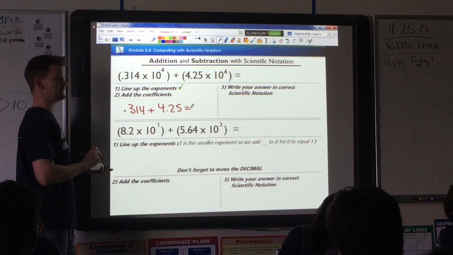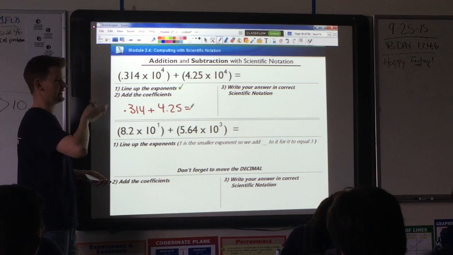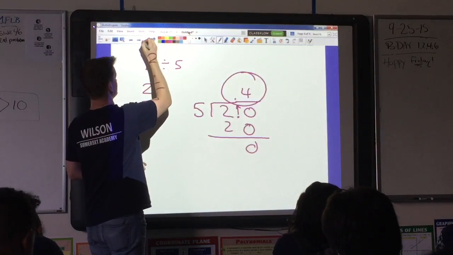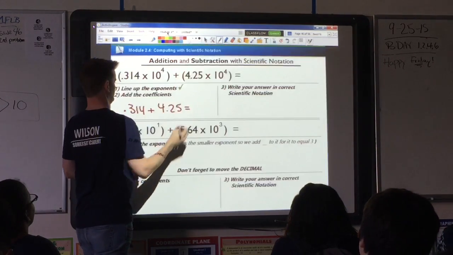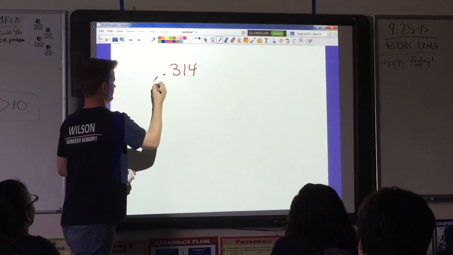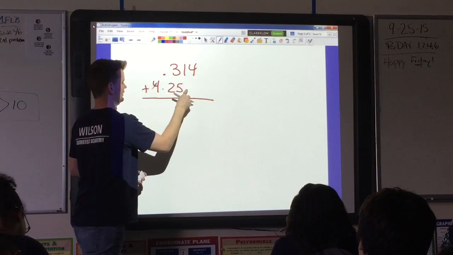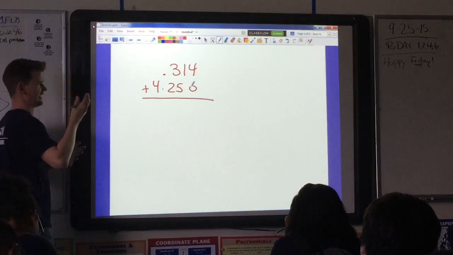Remember that when you add decimals together, you're going to line up the decimal values and you add as you would any other number. And it's going to look just like this. I'll go back. 0.314 and then we had 4.25. What goes here? 0. Doesn't matter which number you put on the top or the bottom, you're just adding them together.